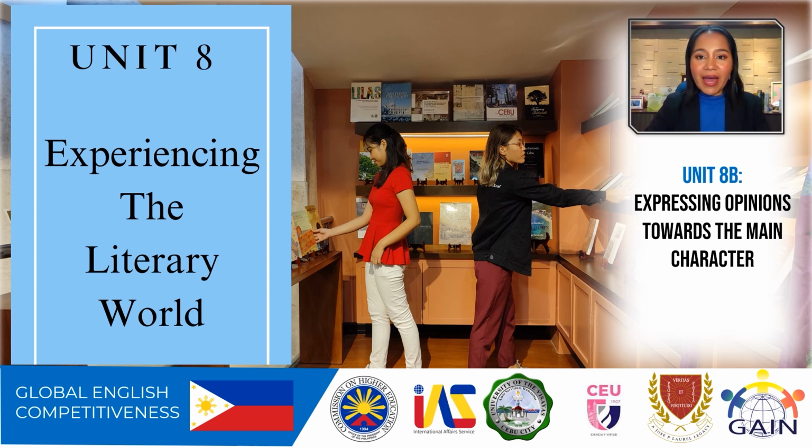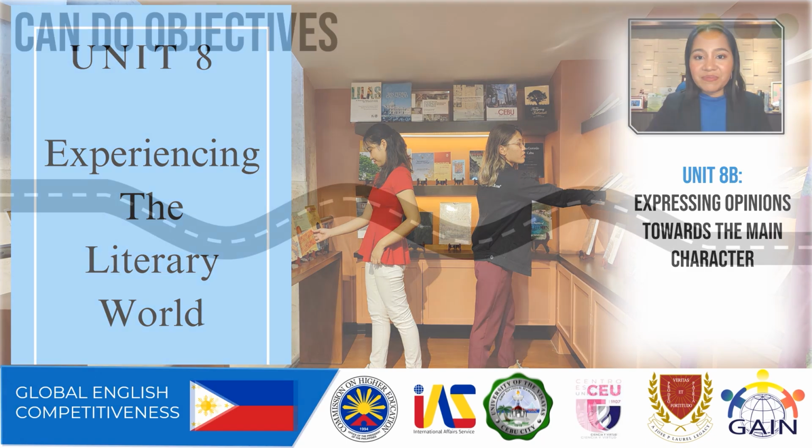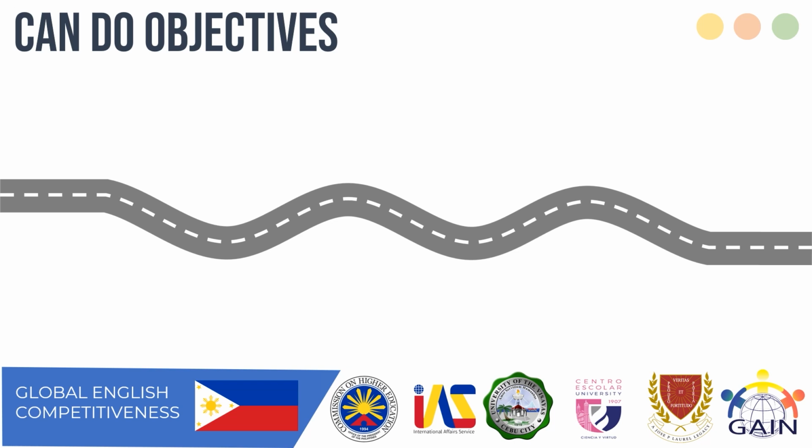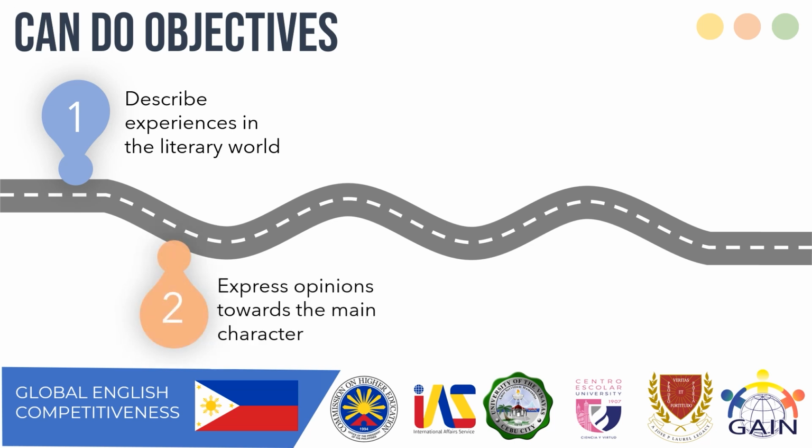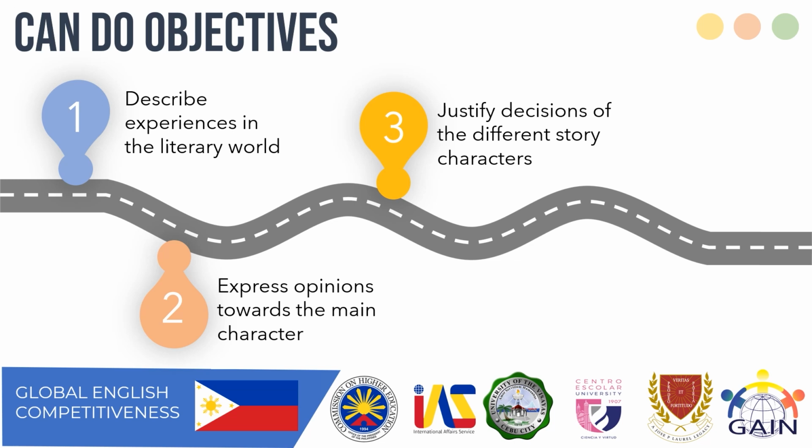Get ready with your pen and paper as we embark on a journey to discovering the literary main characters. To recap, we have 4 can-do objectives in this unit. First, to describe experiences in the literary world. Second, to express opinions towards the main character. Third, to justify decisions of the different story characters. And fourth, to critique the morals of the story.